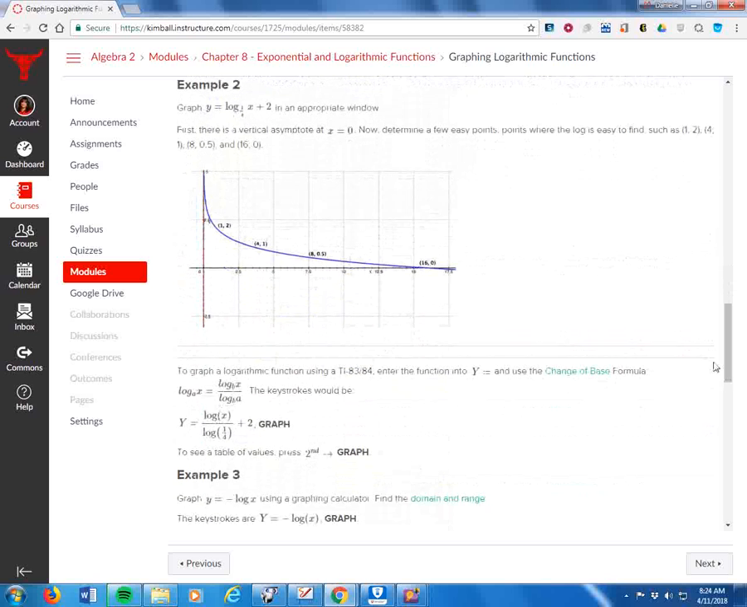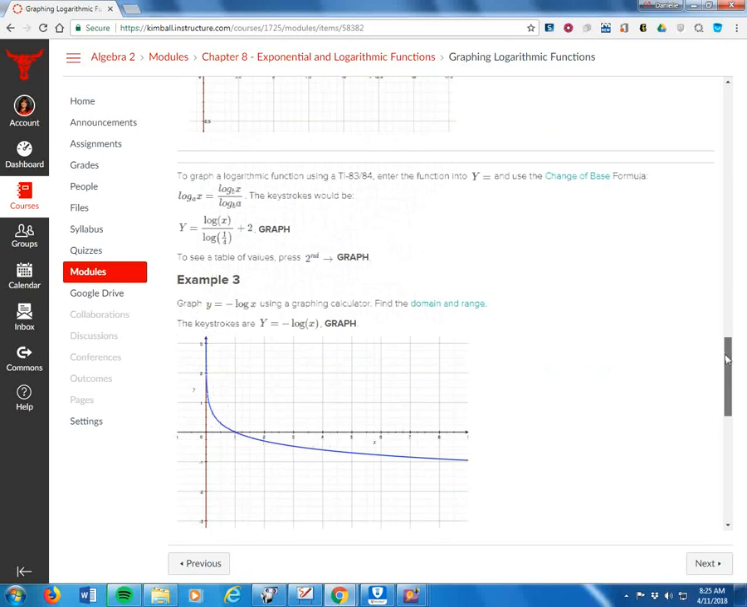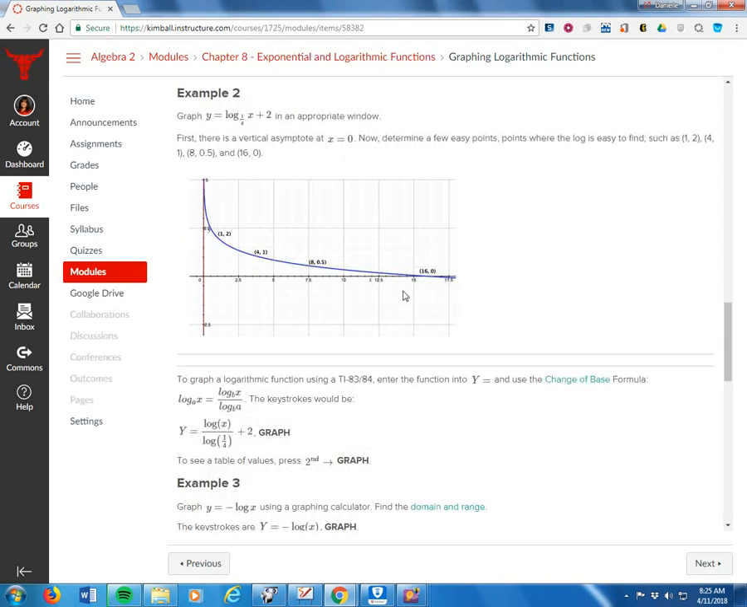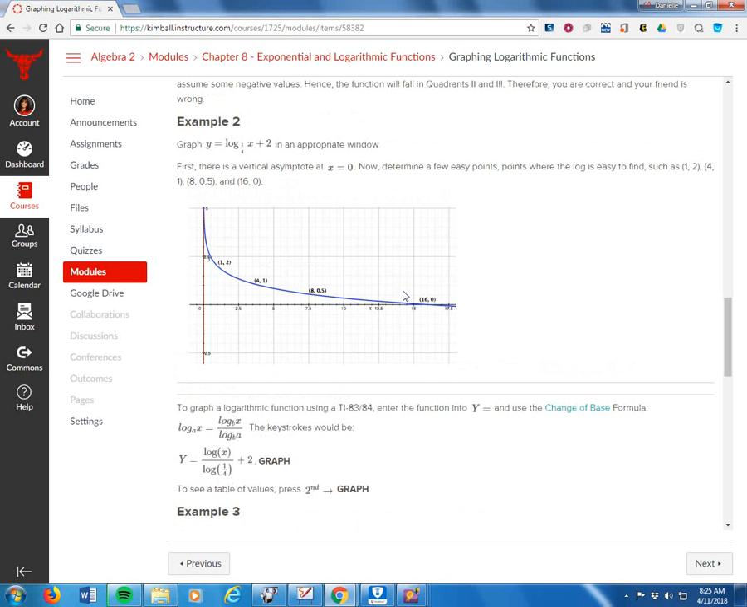You can tell this one flipped and is going down to the right because the base is 1/4. It's between 0 and 1. And if you're going to graph a logarithmic function that doesn't have a common log, like base 10, that's what the calculator understands, you're going to have to use the change of base formula. So if I wanted to graph this function, which was log base 1/4 of x plus 2, how do I use the change of base formula? Log base 1/4 of x plus 2.